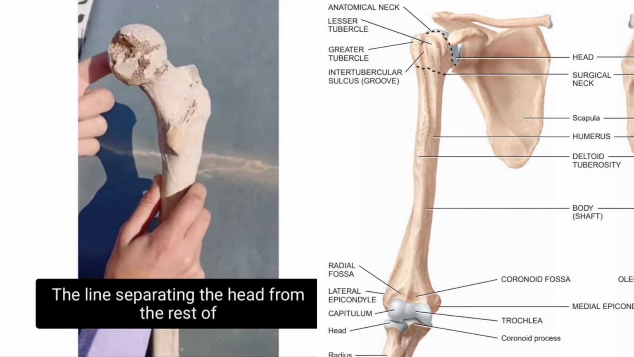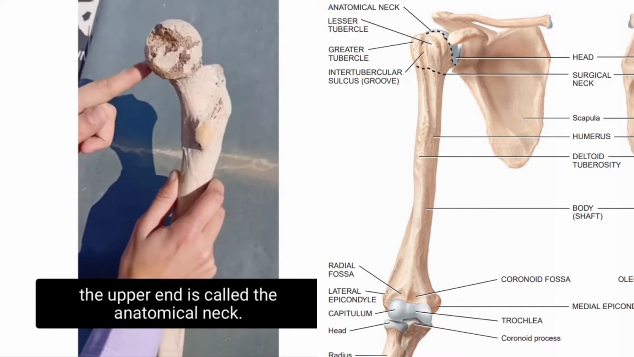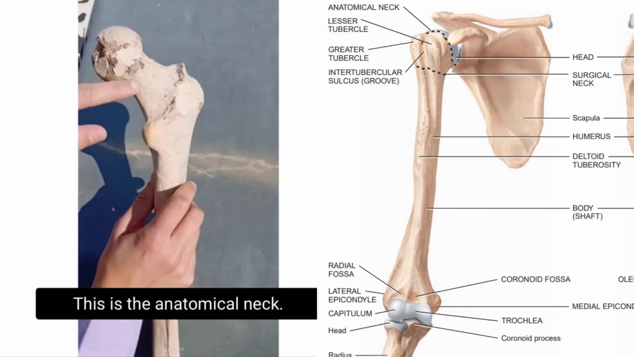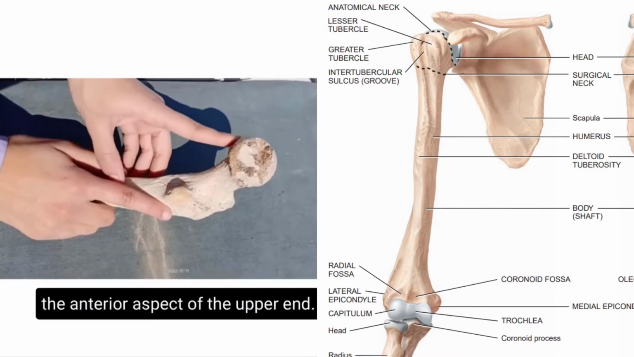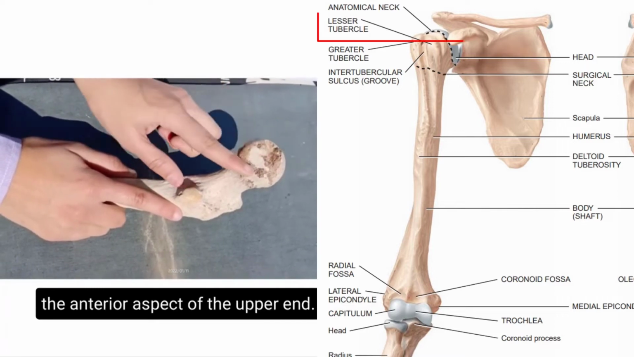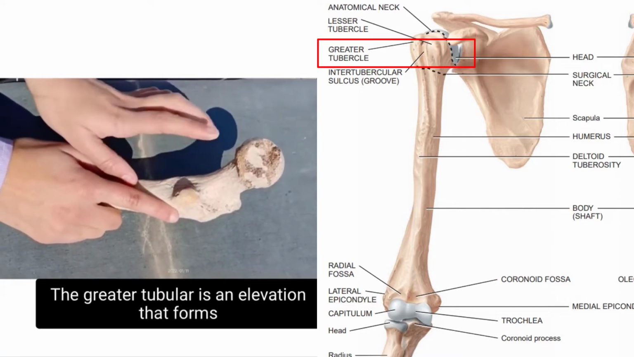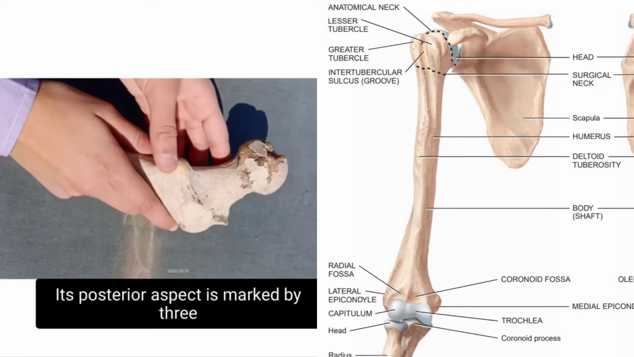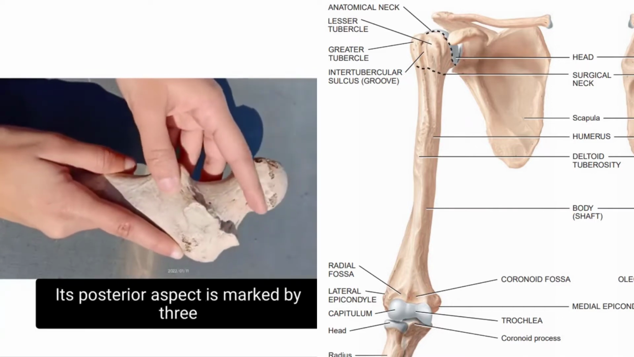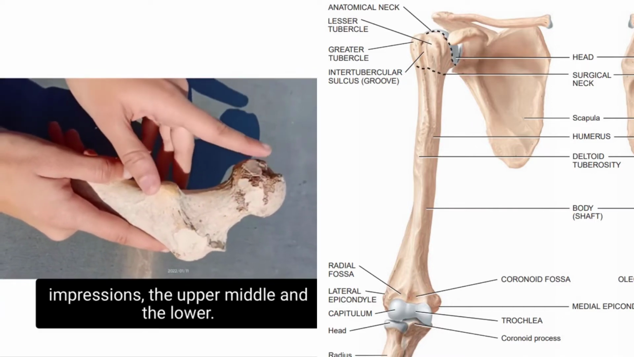The line separating the head from the rest of the upper end is called the anatomical neck. This is the anatomical neck. The lesser tubercle is an elevation on the anterior aspect of the upper end. This is the lesser tubercle. The greater tubercle is an elevation that forms the lateral end of the upper end. Its posterior aspect is marked by 3 impressions: the upper, middle and the lower.